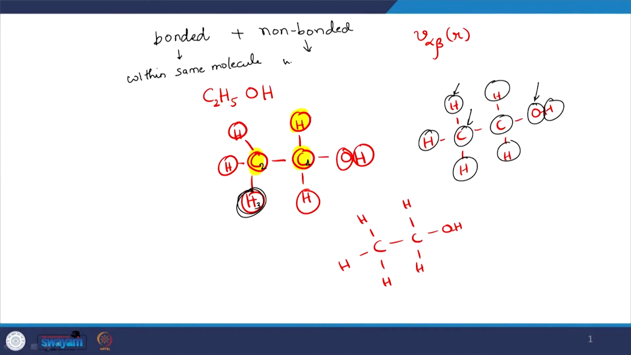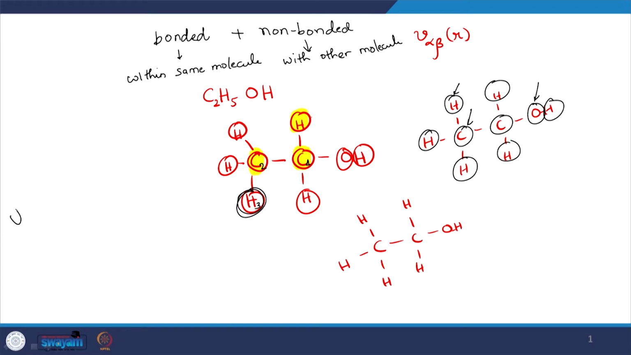Clearly, the nearest neighbor in the molecule will have stronger interaction. The farther we go along the molecule, let us say HC1 will be strongest, HC2 will be weaker than that, HH3 will be even weaker. So, as the distance along the molecule increases, clearly the interactions should become weaker, but that does not mean that there is no interaction, right. So, all the interactions between atoms of the same molecule is what I classify as bonded interactions, and all the interactions with atoms of other molecules is what I call the non-bonded interaction.